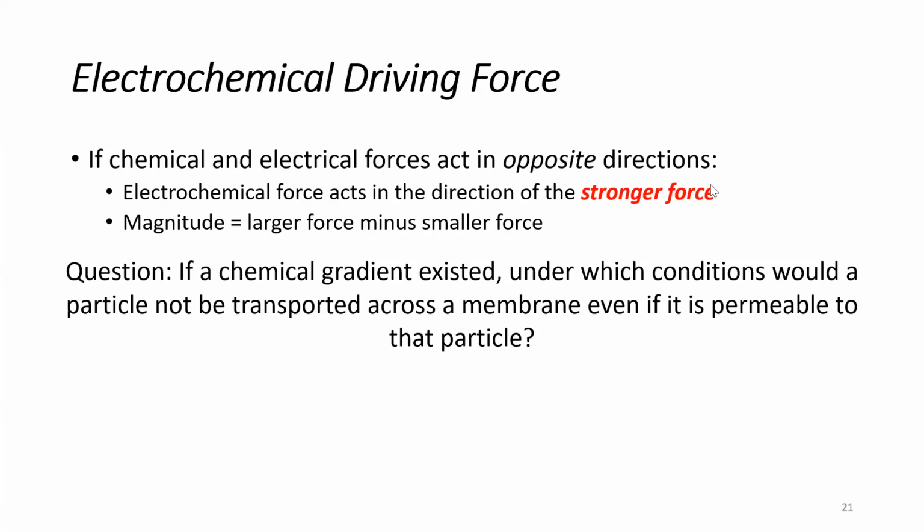So I'll give you a couple seconds to think about what this question is asking, and then share some ideas you may have. Let's rephrase the question. If we have a chemical gradient that we know wants to move the particles from a high concentration to a low concentration, what would have to happen in this cell for us to see zero movement of the particles? What would the electrical force have to look like for there to be zero movement, even though we have a chemical gradient or a chemical driving force?